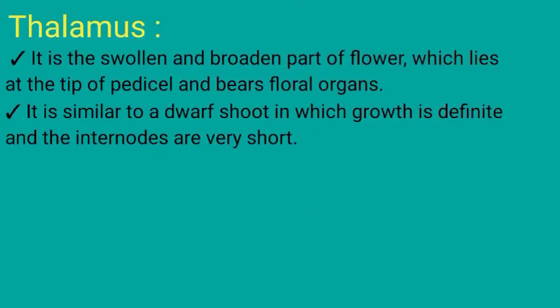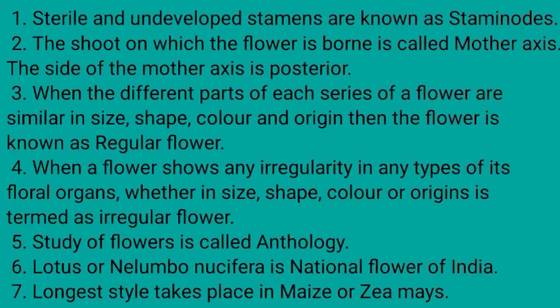We have to remember some important points on flower. Those are thalamus. Thalamus is the swollen and broadened part of the flower which lies at the tip of the pedicel and bears floral organs. It is similar to a dwarf shoot in which growth is definite and the internodes are very short. Staminodes. Sterile and undeveloped stamens are known as staminodes. Mother axis. The shoot on which the flower is borne is called mother axis. The side of the mother axis is posterior.